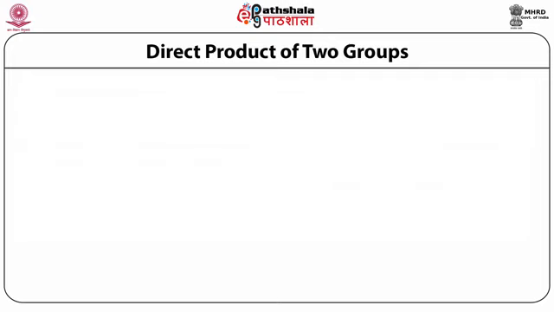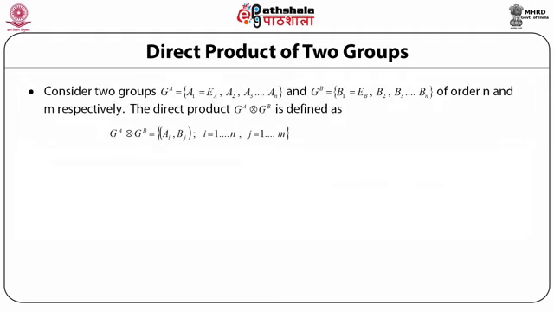We will now discuss a very important concept, the direct product of two groups. It's an important concept and used extensively in group theory and its application to physics. Let's consider two groups, GA and GB.